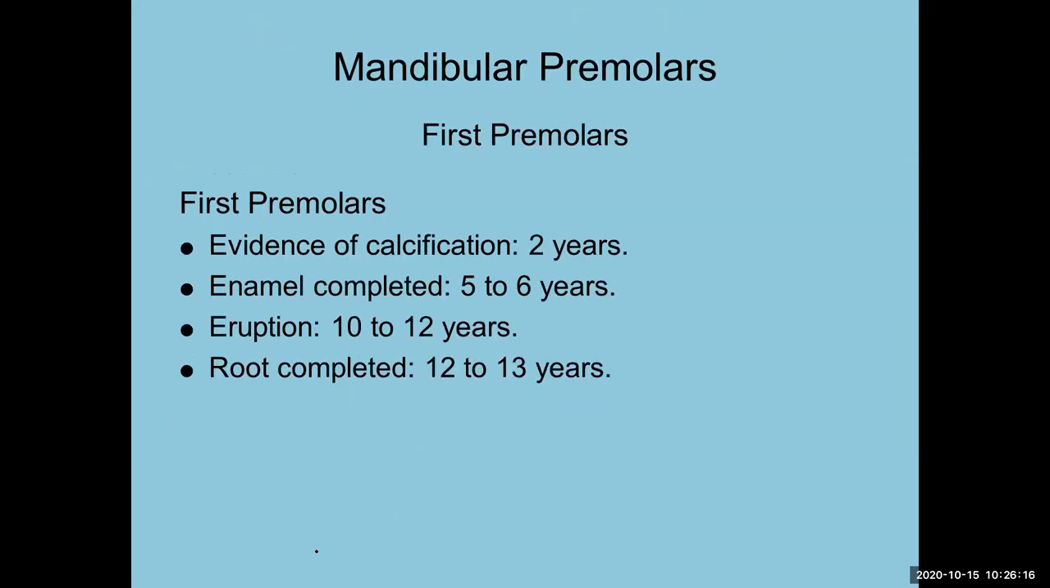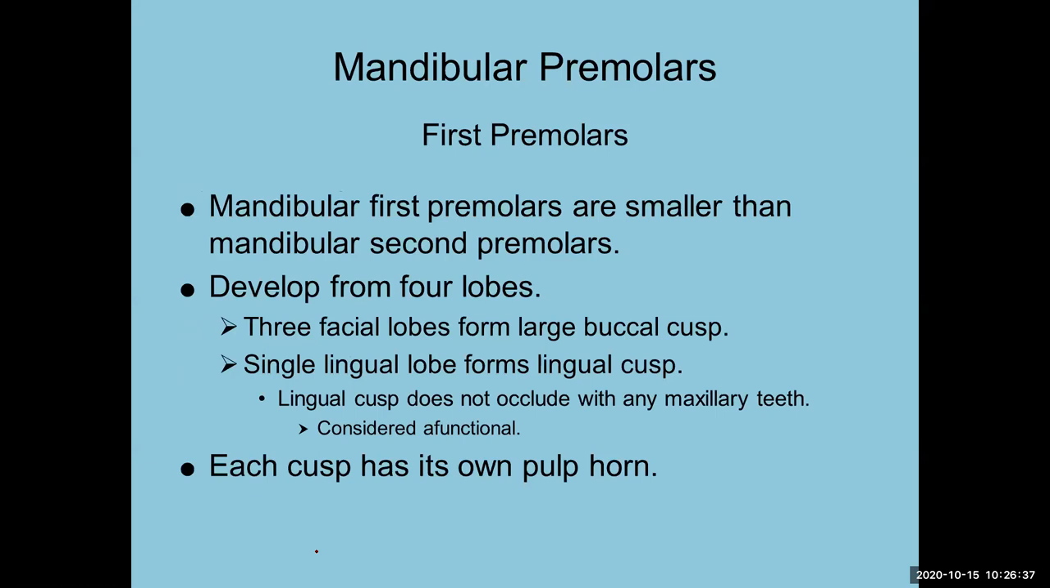So for the mandibular first premolars, we've got evidence of calcification at 2 years, enamel completion at 5 to 6 years, eruption at 10 to 12, and root completion at 12 to 13. These premolars are all being formed at about the same time and erupting at about the same time. Mandibular first premolars are smaller than the mandibular second premolars, and that usually is not the case.